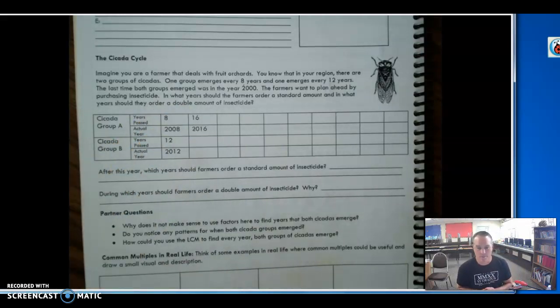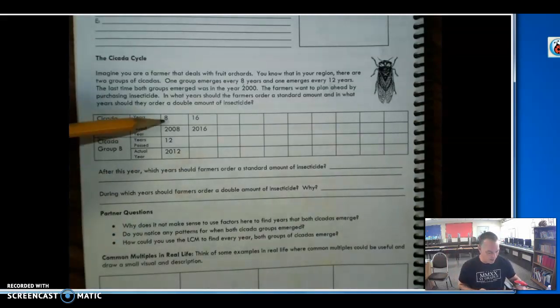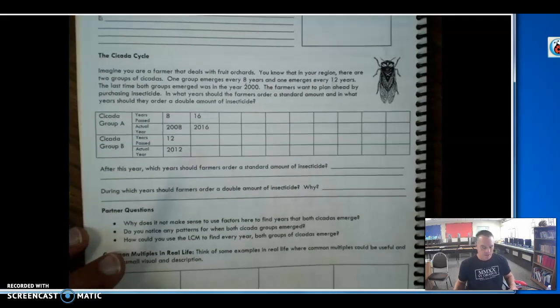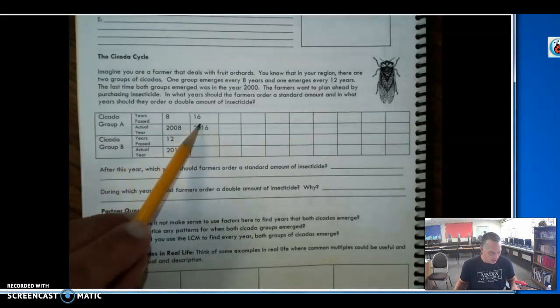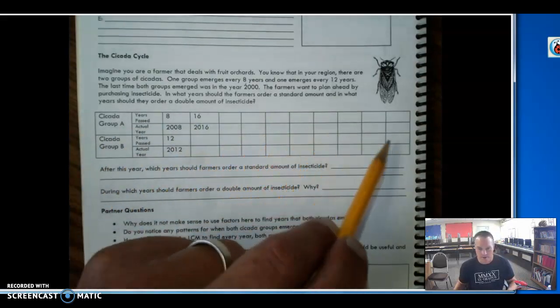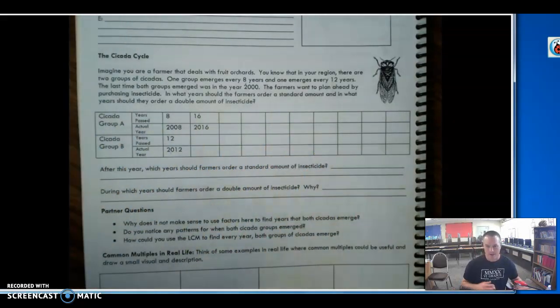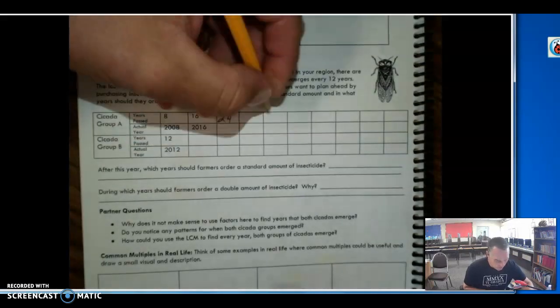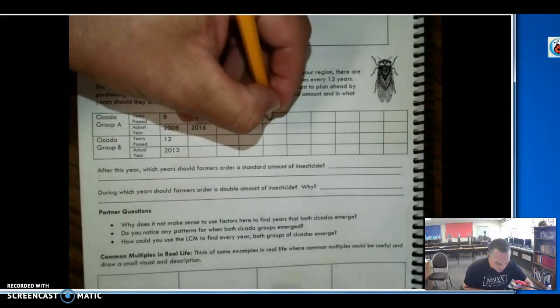In what years should the farmers order a standard amount of insecticide that kills insects? In what years should they order a double? Now, the regular years would be all the regular years, and the double would be when the years match up, right? So here we go. I'm not going to have you write in the years until we find the ones that match. What we're going to do is write multiples of 8 across the top. So it's going to be 8, 16, 24, 32, 40.